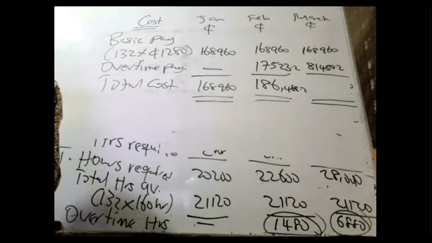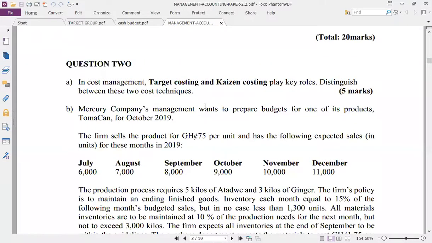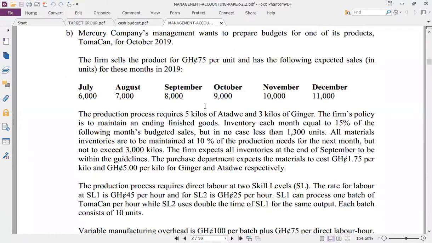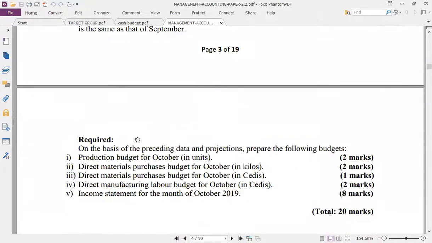Quickly, we will scan through the last question, November 2020. I'll be very fast here. I require, on the basis of the preceding data and projections, that you prepare the following budgets: production budget for October in units, direct material purchases budget for October, direct manufacturing labor budget for October, and income statement for the month of October 2019. So everything is in October.